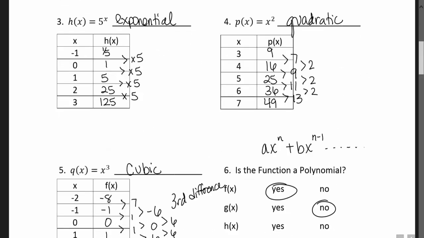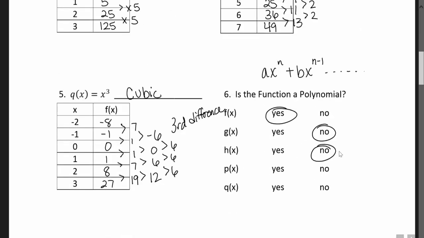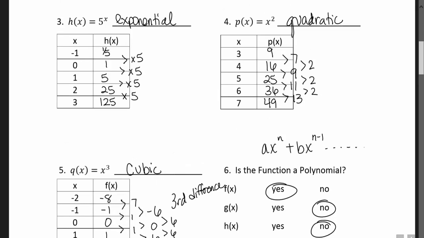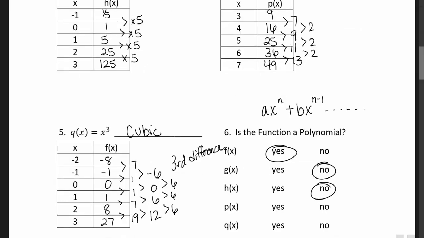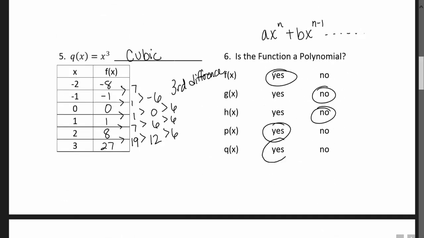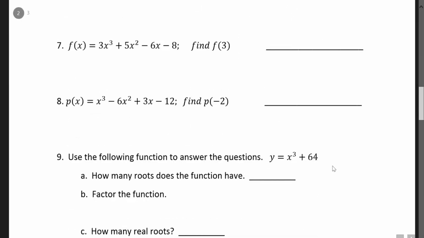H of x is exponential. Exponentials also have asymptotes, but the main reason here is it says 5 to the x. X could be anything. X could be positive, x could be negative, and we see that in our table. Therefore, exponentials are not polynomial. 4 has an exponent of 2. 5 has an exponent of 3. Both of those are positive whole integers. Therefore, those are also polynomials.